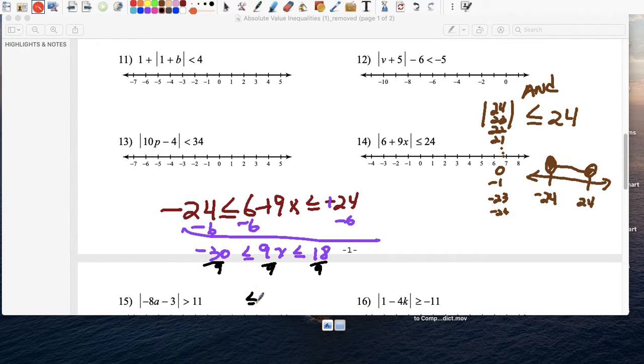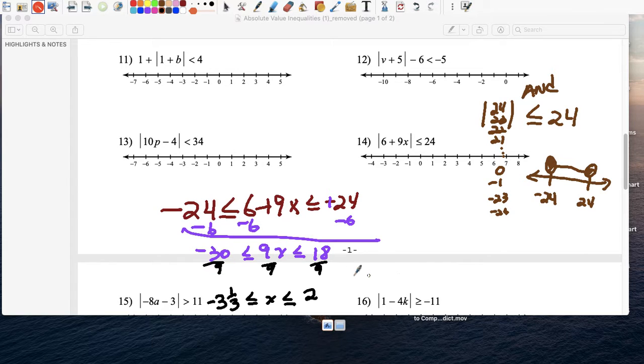So the values of x that I can use to substitute: 18 divided by 9 is 2, and negative 30 divided by 9 is negative 3 and 1/3. Okay, I just like it better that way.